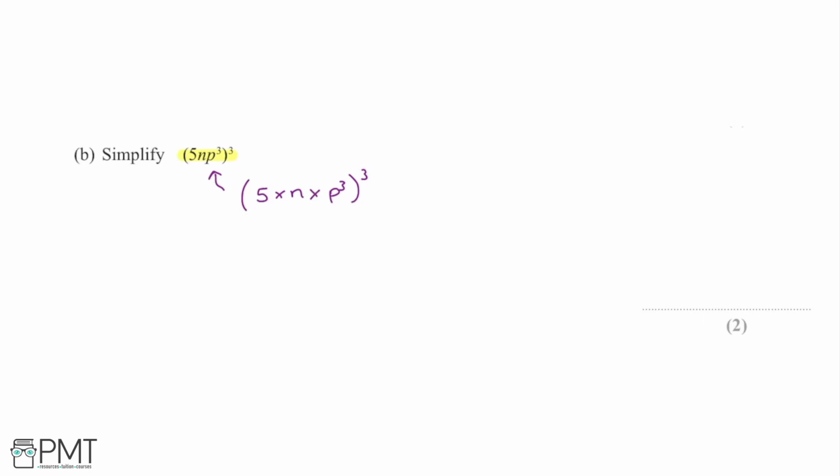So to cube this bracket, I basically have to cube each of the individual terms. So I'm going to raise each term to the power of 3. If I start with the 5 here, I can raise the 5 to the power of 3. So 5 to the power of 3, multiplied by this n in the bracket raised to the power of 3, so multiplied by n to the power of 3, multiplied by, finally, p to the power of 3 to the power of 3 again. So p to the power of 3 to the power of 3.